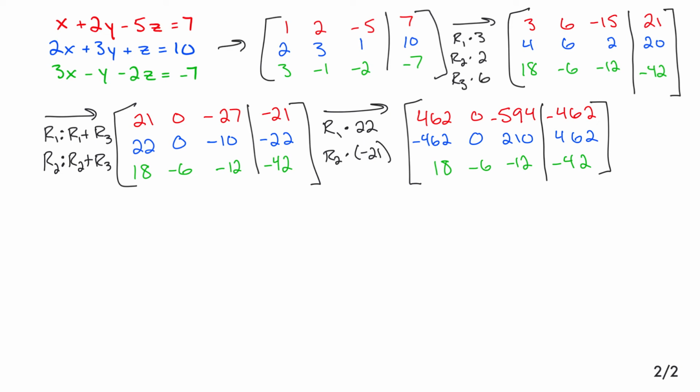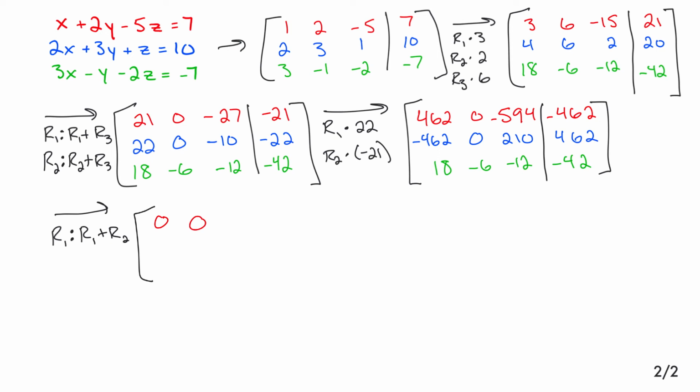Alright, believe it or not, we are nearly there. We actually have one more matrix operation to do, which is we're going to replace row 1, but we could also replace row 2, with row 1 plus row 2. Because now that I have these as opposites, when I add them together, they will eliminate. So 462 in red plus the negative 462 in blue gives me 0. 0 and 0 give me 0.